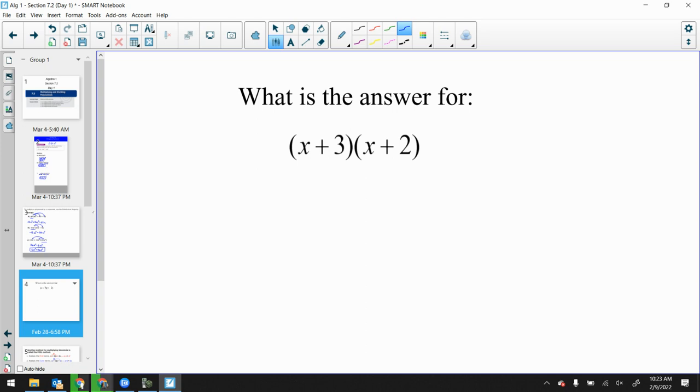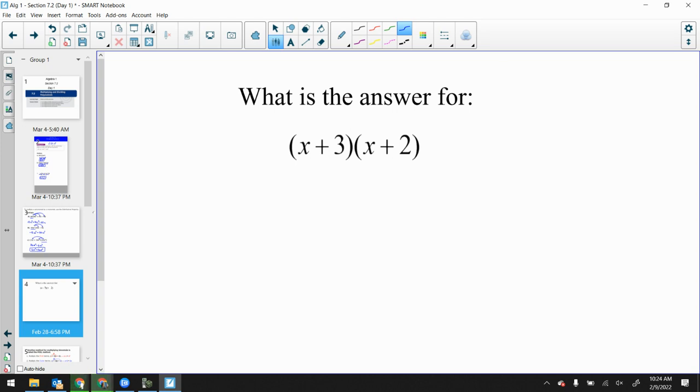I have a binomial times a binomial, right? X plus 3 times x plus 2. I have a 2-term times a 2-term. So now we've graduated from monomials to binomials. Now when we have that, I'm still going to use the distributive property.